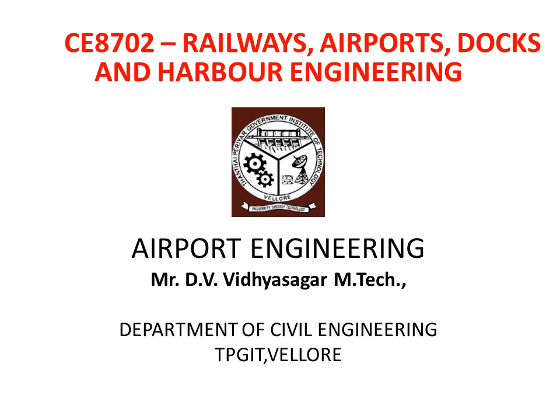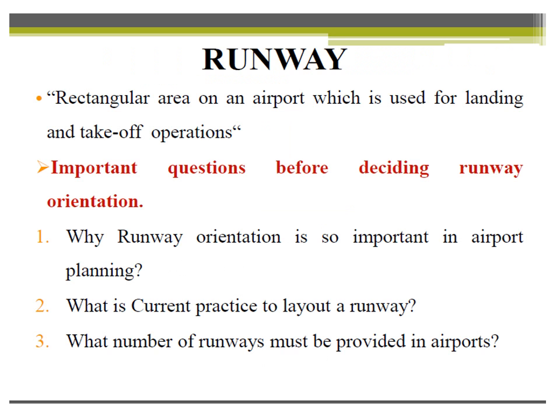In connection with the series of lectures on CE8702 Railways, Airports, Docks and Harbour Engineering, we are going to talk about airport engineering. Specifically, we are going to discuss runway and runway orientation. What is a runway? It is a rectangular area on an airport which is used for landing and takeoff operations.